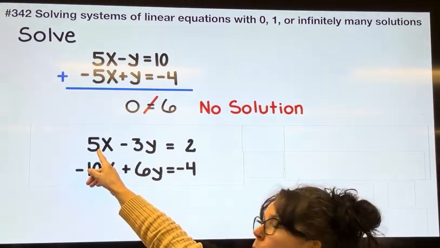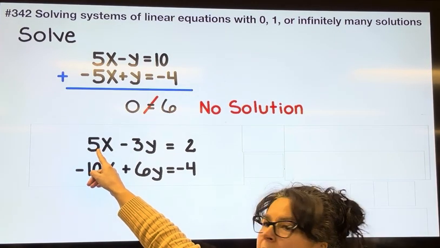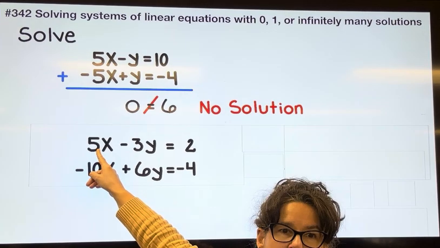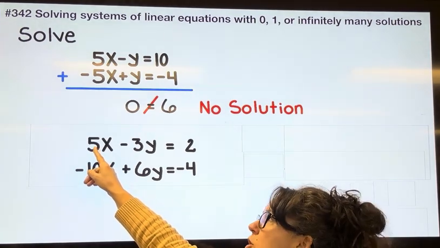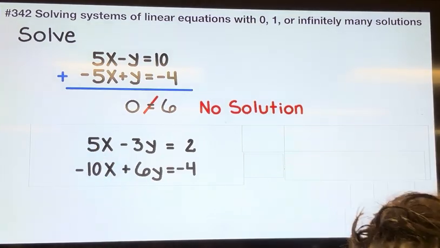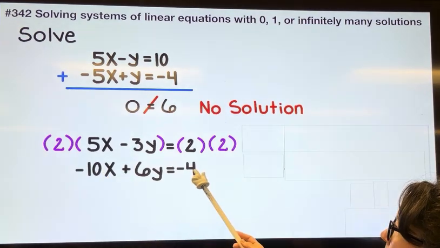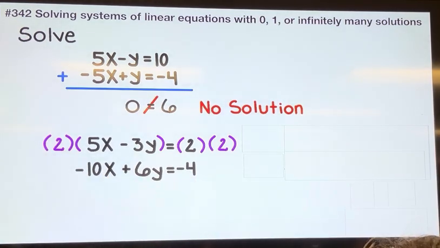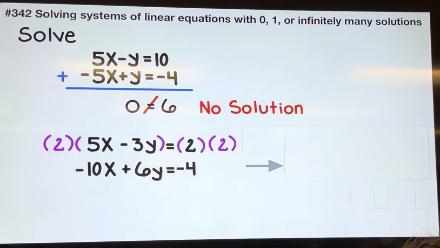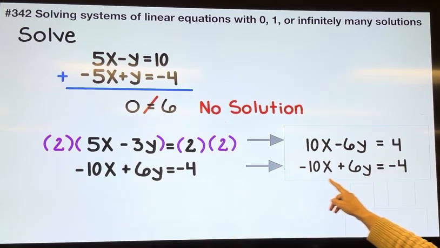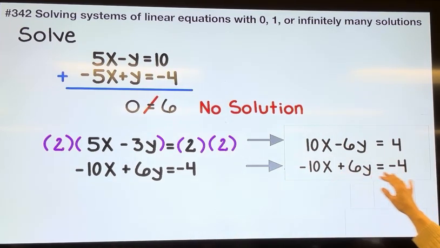So if I'm going to make that one positive 10x, what am I going to multiply that by? 5 times 5 is? Oh, yeah, so 2. 2, good job. So we're going to multiply by 2. So what I do to the left side, I'm going to do to the right. This equation right here, I'm going to just bring straight across because I'm not going to do anything with it. So I've just brought negative 10x plus 6y equals negative 4 straight across.